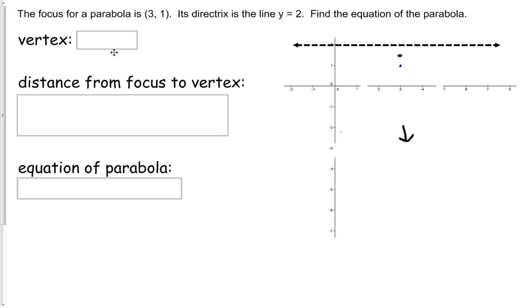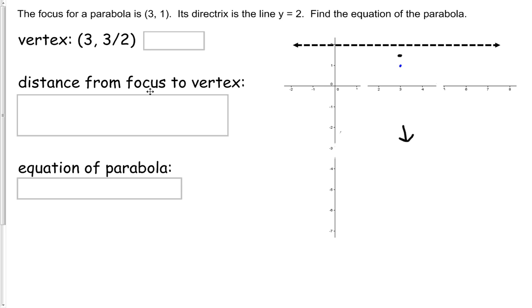Our vertex, if it's halfway between the point (3, 1) and the line y equals 2, we know that our x-coordinate is going to be 3 because it's in line here and it's directly above our focus. So we have that. And then our y-coordinate is going to be halfway between the focus y-coordinate, which is 1, and the directrix y-coordinate, which is 2. So the point halfway between 1 and 2 is going to be 1 1/2, or 3/2. So our vertex then is (3, 3/2). That's what I plotted right here.